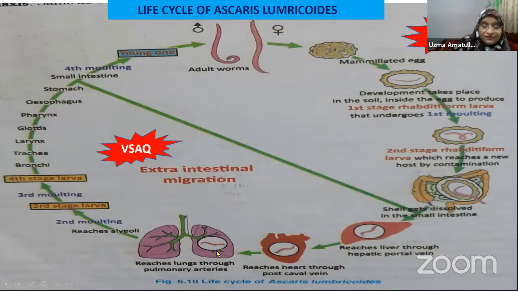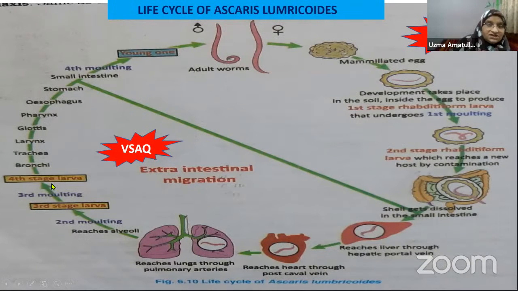In the alveoli, this larva will undergo second molting, and it will transform into third stage larva. This third stage larva undergoes another molting, that is third molting, and then it will transform into fourth stage larva. Now here, how many moltings are completed? First molting here in the soil, second molting in the alveoli, third molting also in the alveoli.